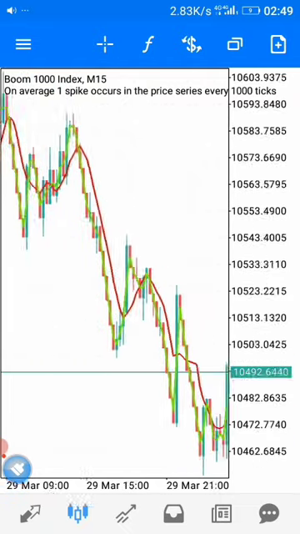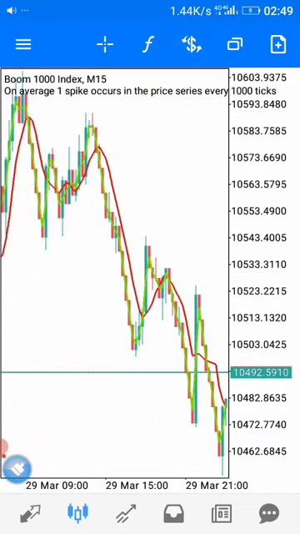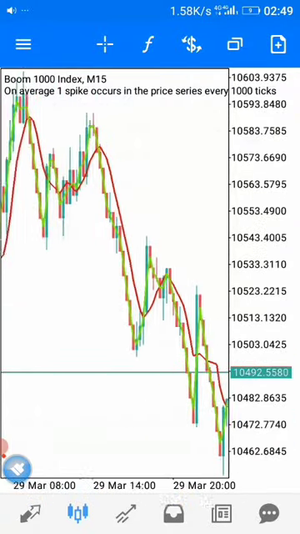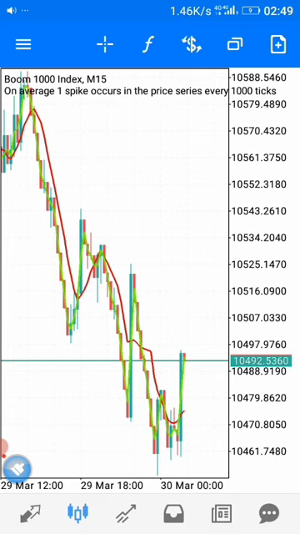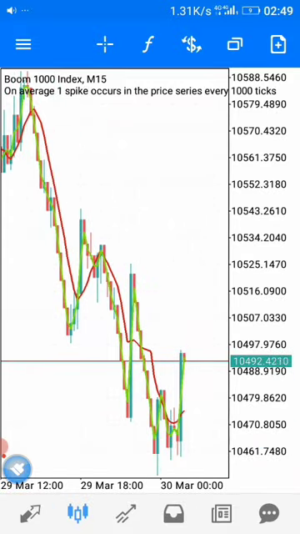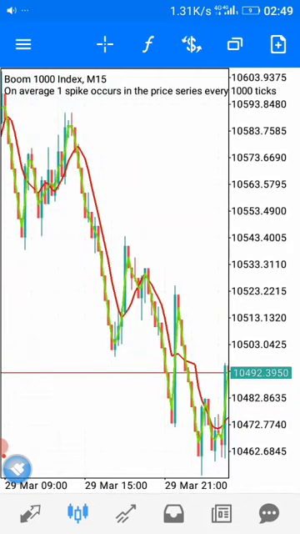Now basically when you look at the market, it makes M's and W's. So you are going to be focusing on the second legs of the M's and W's. M's in the case of boom market, and W's in the case of crash market, depending on whether you want to sell or buy.